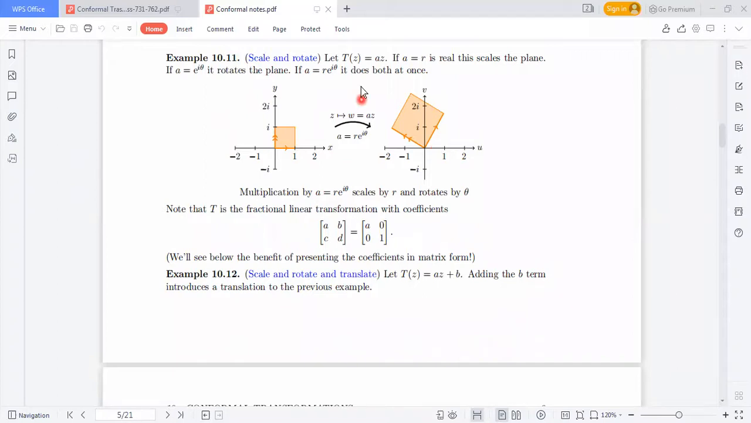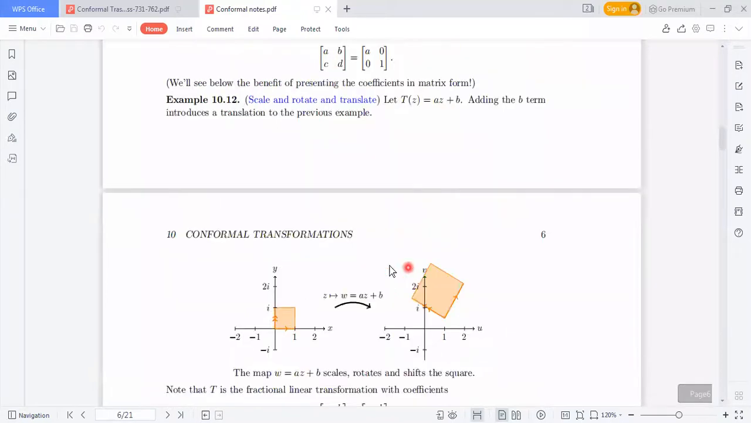From the given mapping, the four complex constants a, b, c, d can be written as a, b equals 0, c equals 0, and d equals 1. So the determinant will be not 0. That is an example for scale and rotation, and for scale, rotation and translation we can give another example.